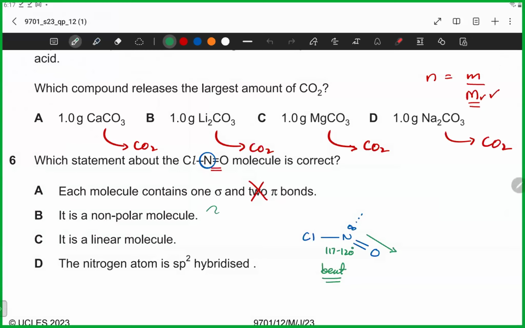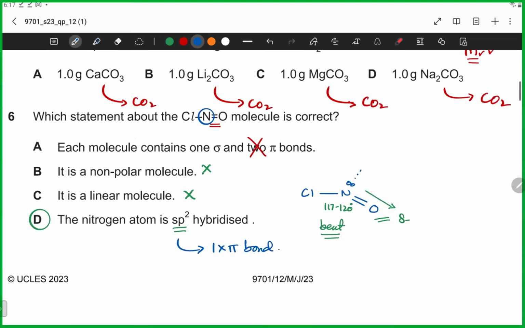Okay, so it can't be P, because oxygen is the most electronegative out of this. So electrons will be on this side. This side will be slightly negative. It is not linear, so C is also wrong. It is sp2 hybridized. How do you know it is sp2 hybridized? Because of the double bond. Remember that if there are no pi bonds, then it's sp3. If it's 1 pi bond, then it's sp2. And if something makes 2 pi bonds, then it's sp. Okay?